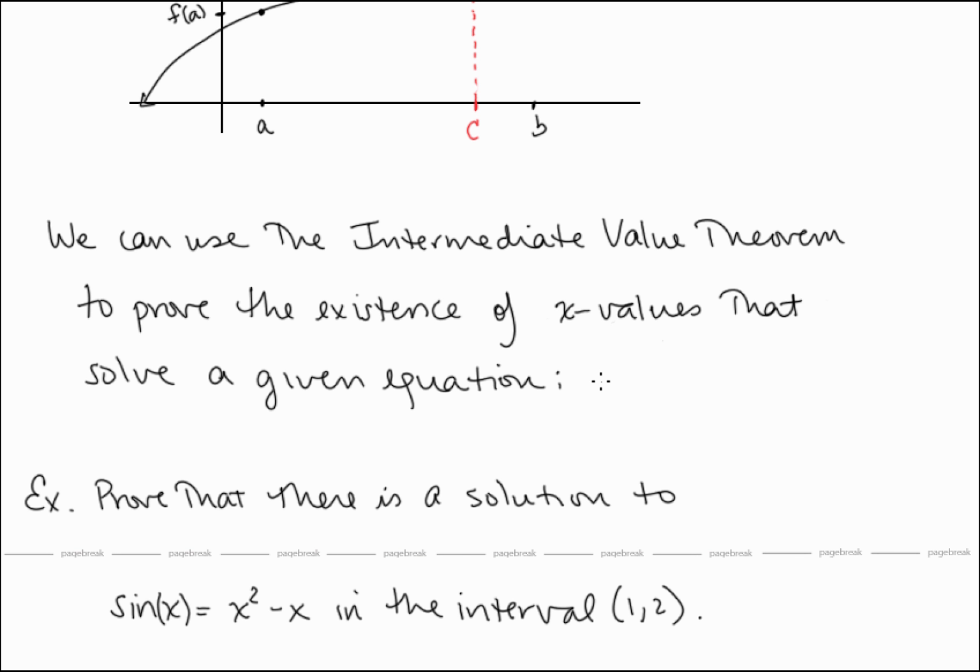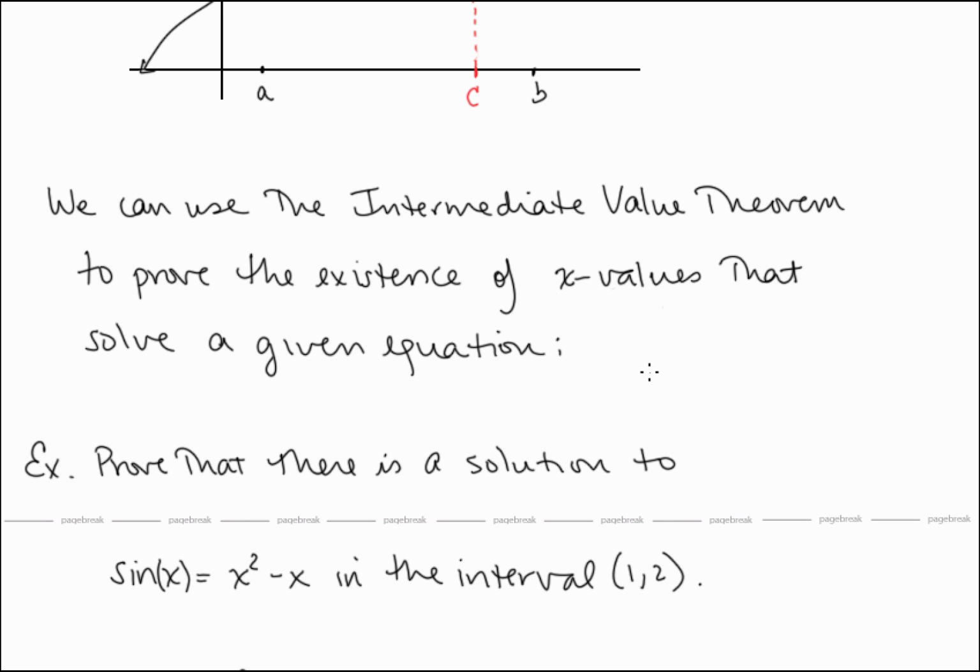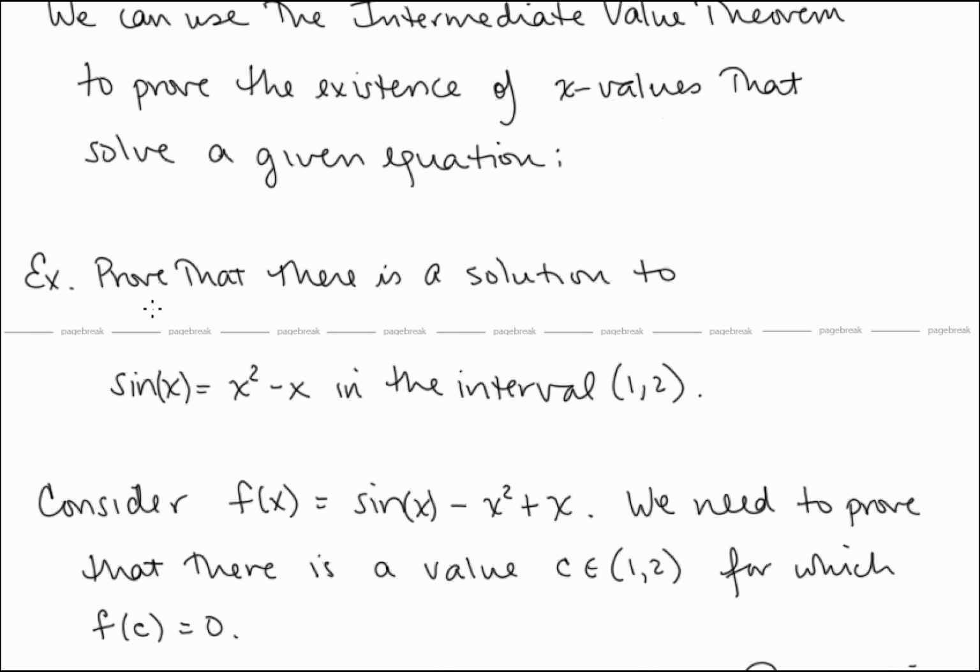We can use the intermediate value theorem to prove the existence of x values that solve a given equation. So here in this problem, prove that there is a solution to sine x equals x squared minus x in the interval [1, 2]. Now sine x equals x squared minus x. This isn't an equation that we can solve algebraically.